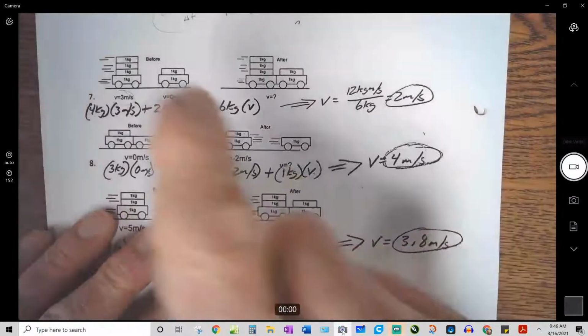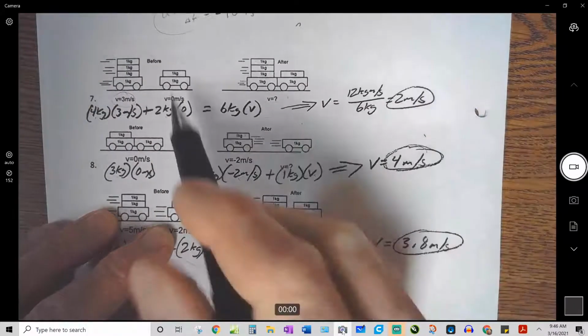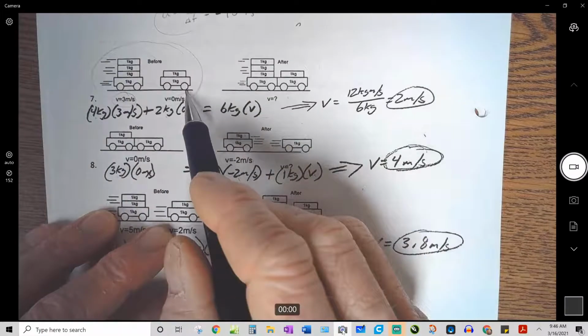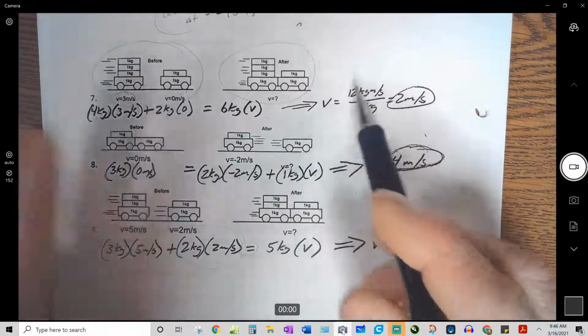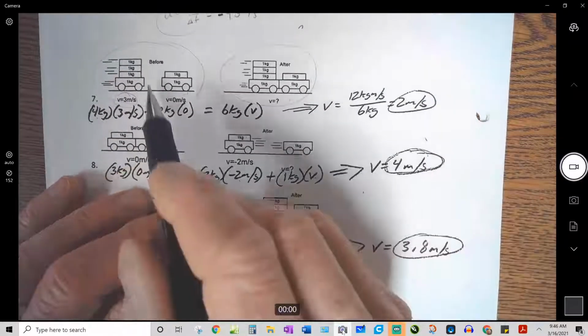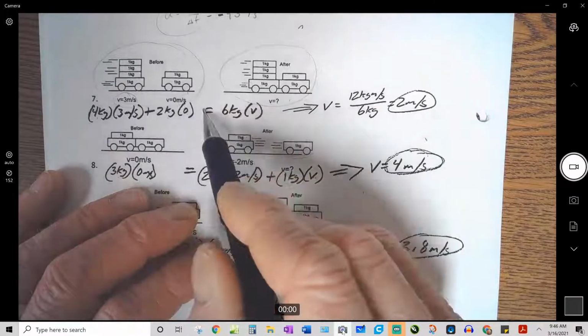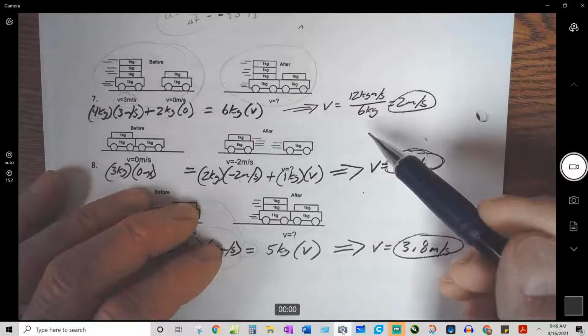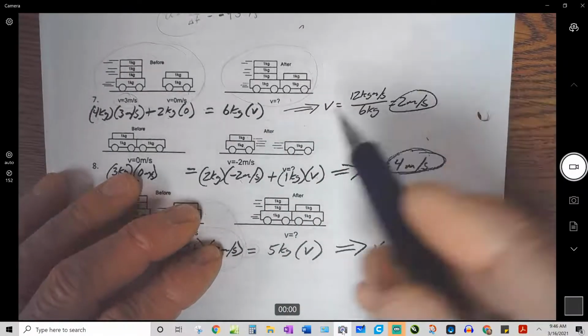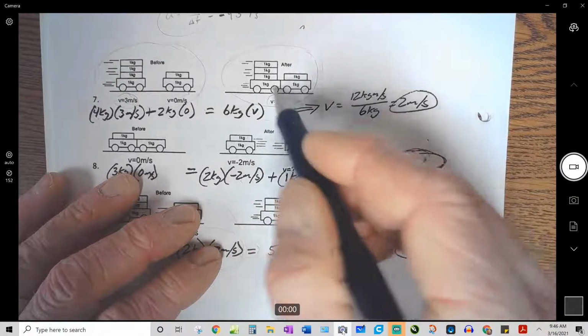So these are the law of conservation of momentum. Total momentum before equals the total momentum after. Total momentum can't change. So you add up the momentums of all the things before and set those equal to all the things after and solve for whatever variable you need to solve for. In this case, it's the velocity of this thing afterward.